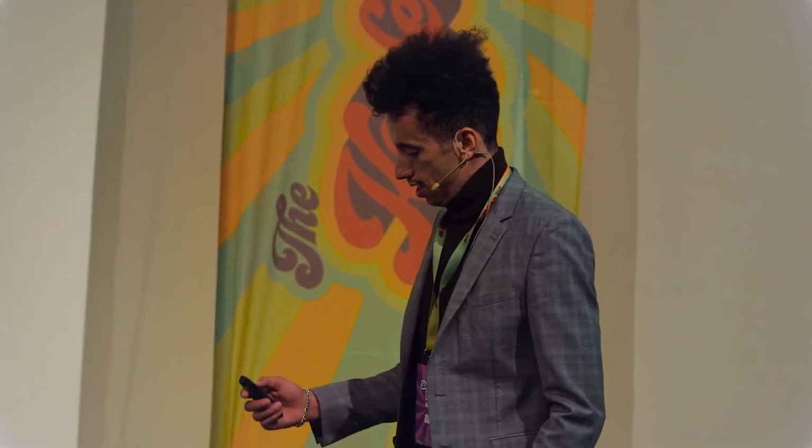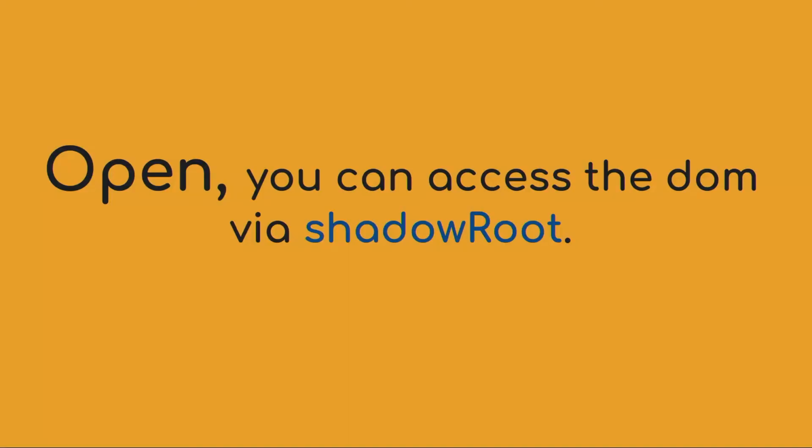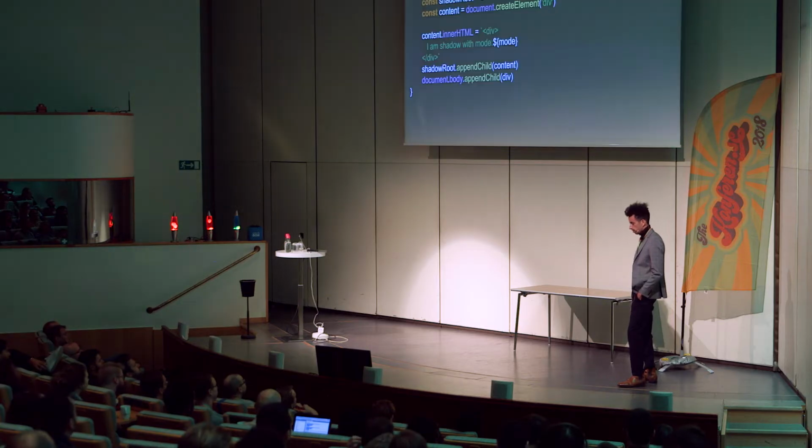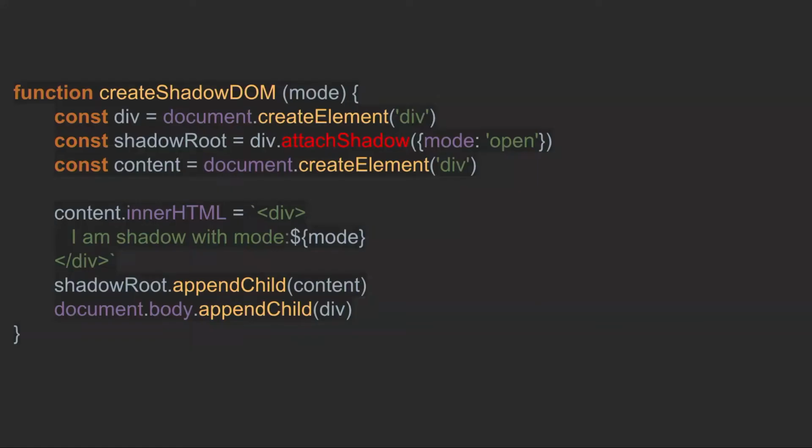And what's the difference? If you create your shadow with open, then you can access the DOM structure via shadowRoot. Sorry, the closed one, the inside of the DOM is completely isolated. So if you create a shadow DOM with a closed mode, your DOM structure is going to be completely isolated from the integrator. So let's say this is a function that creates a shadow DOM and attaches it to the page. As you can see, I just called attachShadow on a regular div with the mode open.